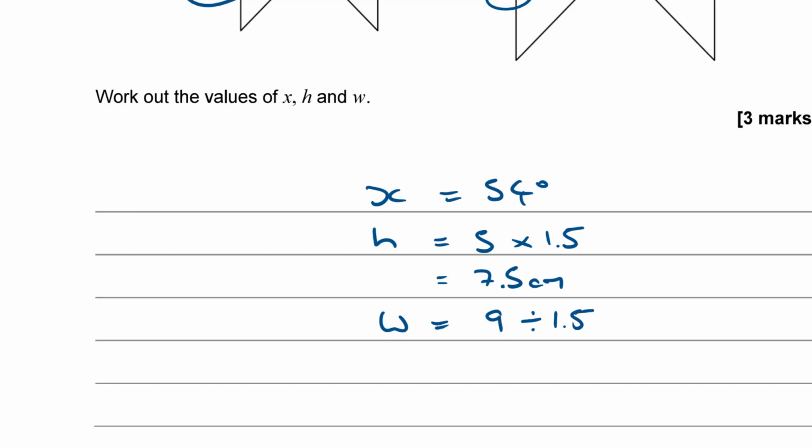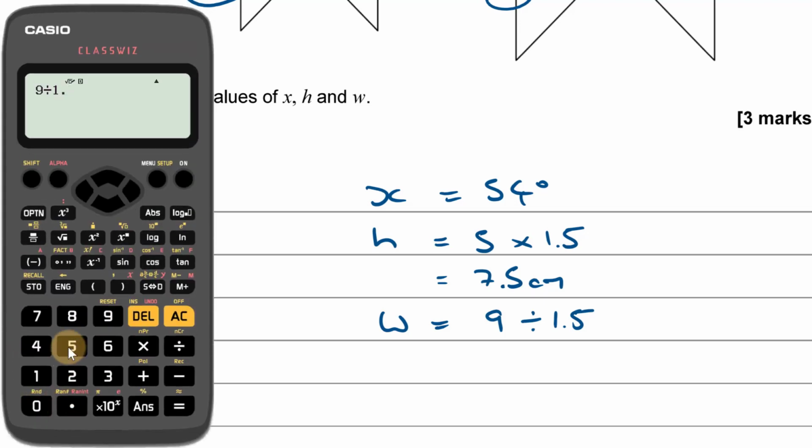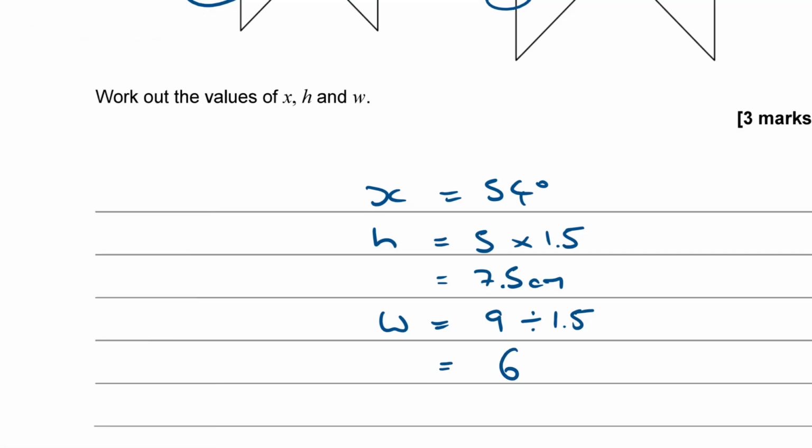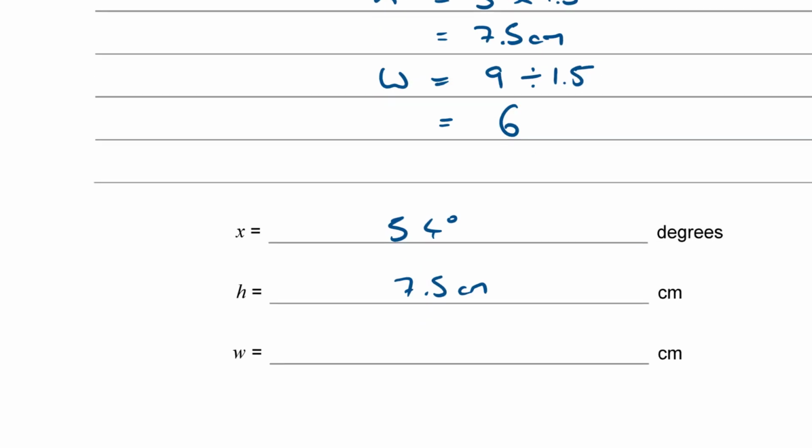Okay, can you do that in your head? I can, but just in case you can't, let's just tap it into the calculator. 9 divided by 1.5 is 6. Okay, so I've got X is 54 degrees, H is 7.5 centimeters, and W is 6 centimeters.